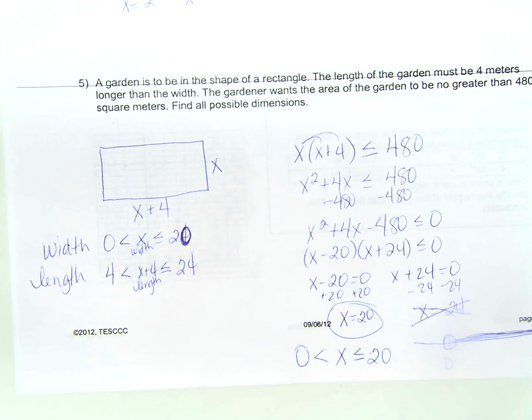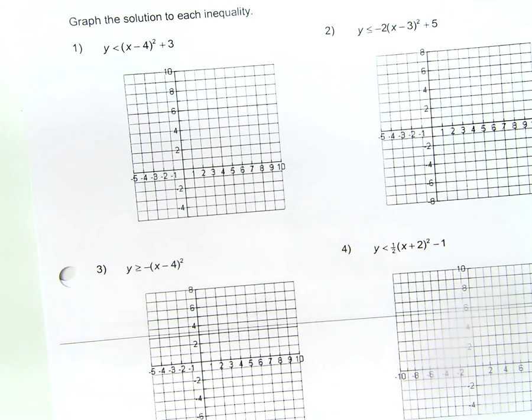Any questions? We good? You have 1 through 4 on this page and 5 through 9 on the back. So you're doing 1 through 9 of the practice problems. Okay?